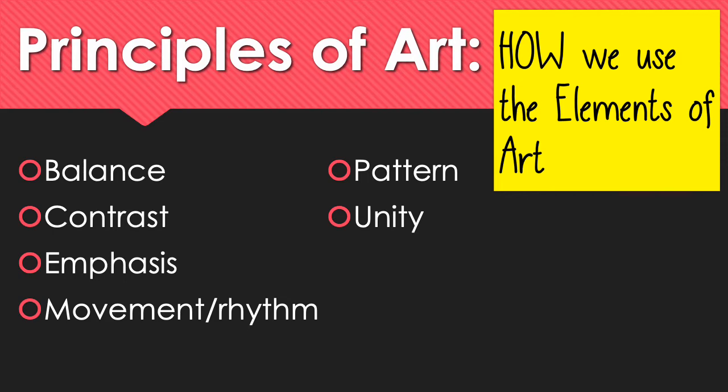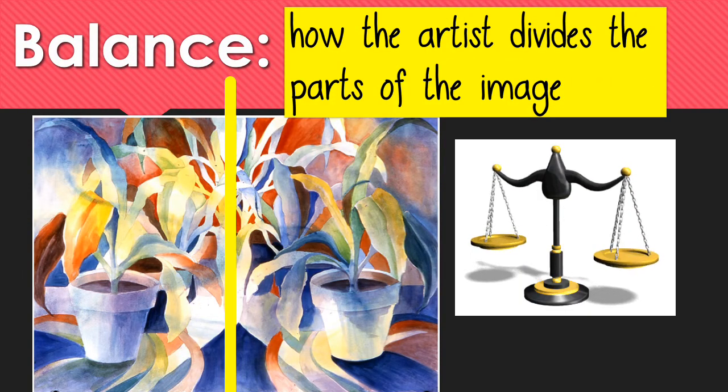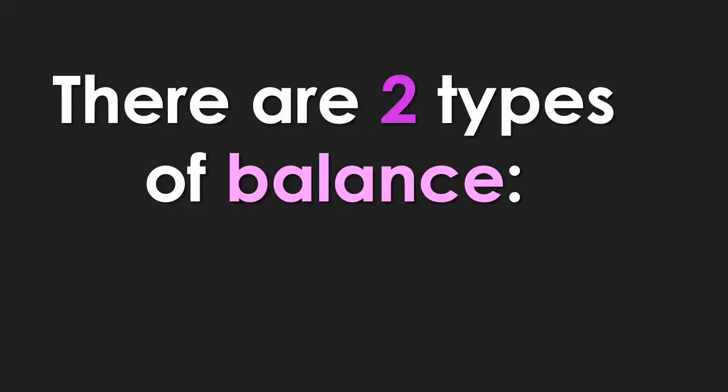So now we're moving on to the principles of art. This is how we use those elements we just talked about. And we use them in the following ways: balance, contrast, emphasis, movement or rhythm, pattern, and unity. Balance is how the artist divides the parts of an image. There are two types of balance that you need to know for our purposes.